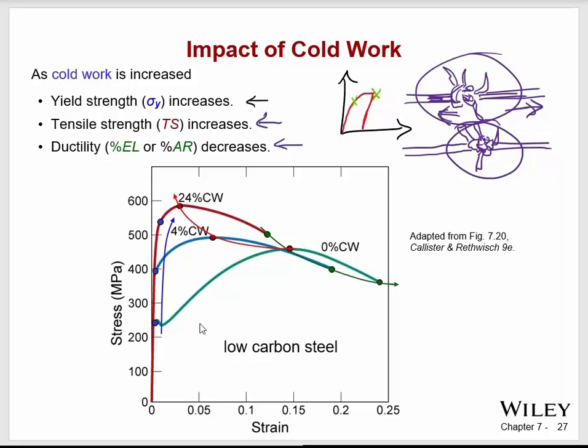This is just a graph of different cold working on the same material. If you cold work the material and then use the stress strain diagram, then here the green is the stress strain diagram for something that has not been cold worked. That same material that had a 4% cold work now has the blue diagram when tested using a tensile stress test. And then the red is the same material except it's been 24% cold worked. So you can see how these features are affected.